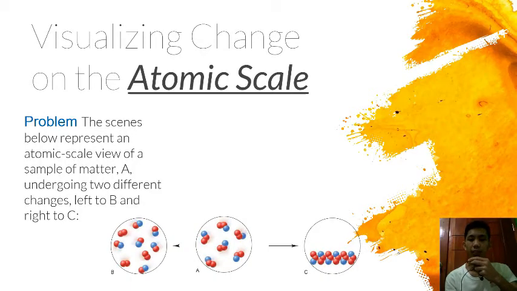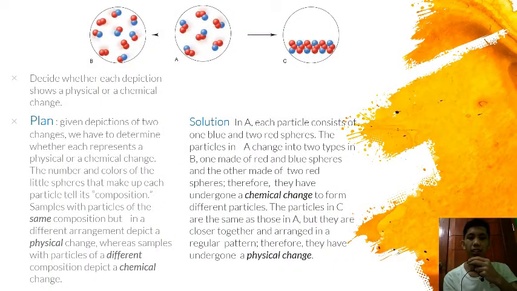Alright, let's visualize the changes on atomic scale. This here represents an atomic scale view of a sample of matter. Our letter A undergoes two different changes. On our left we have B and on our right we have letter C. We have to decide whether each depiction shows a physical or a chemical change. So our plan is, given depictions of two changes, we have to determine whether each represents a physical or a chemical change. Either B is a chemical or physical change, or C is a physical or chemical change.